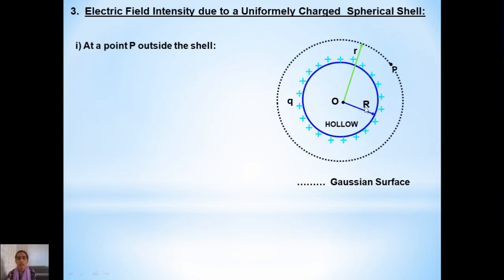Capital R is the radius of the uniformly charged spherical shell, whereas small r is the distance between the center of the spherical shell and the Gaussian surface, the point where we are trying to find the electric field intensity, that surface.